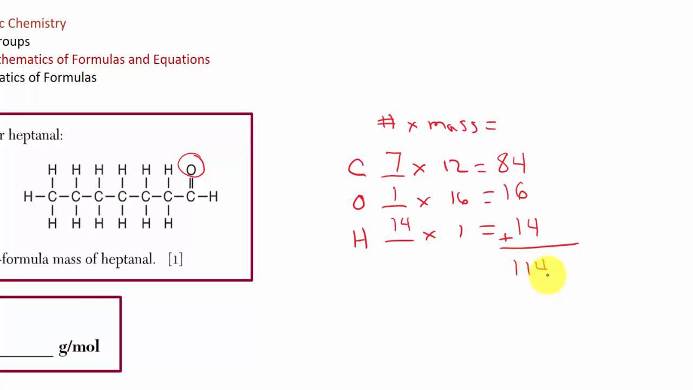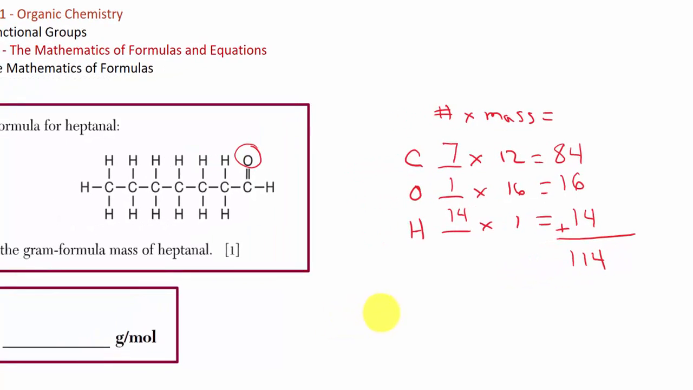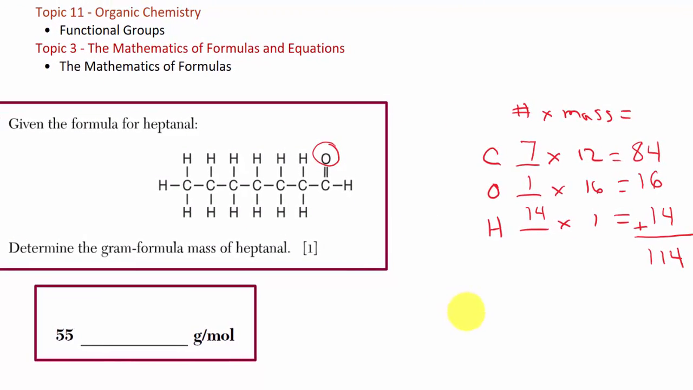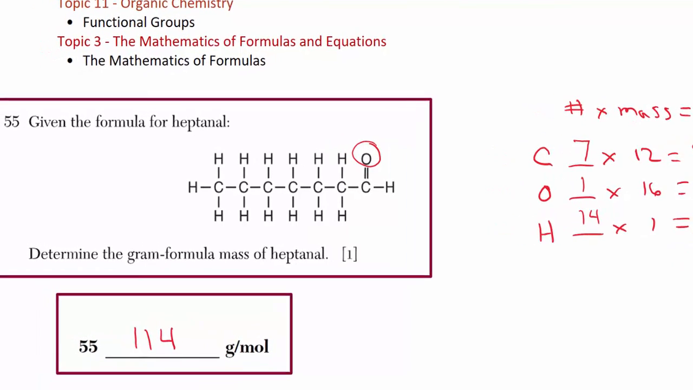We add everything up, we get 114 as our total. So the gram formula mass of this structure is 114 grams per mole. The answer booklet has given you the units, so you don't have to be concerned with that.